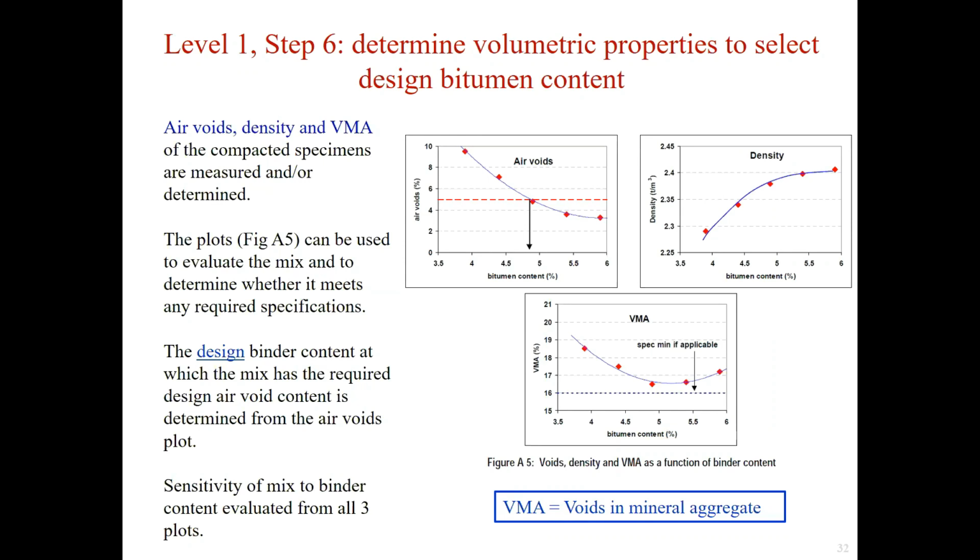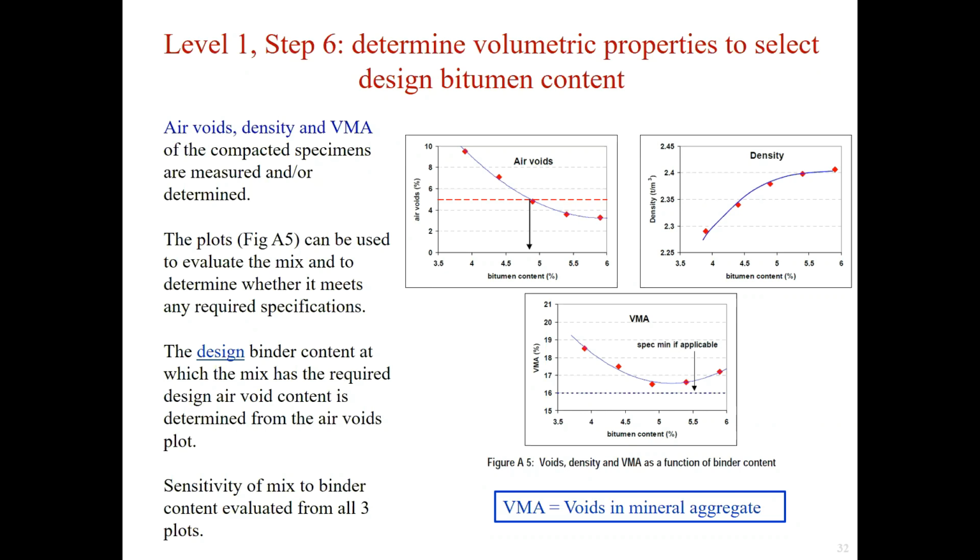After we conducted tests on the samples of 5 different bitumen content, we are able to get the relationship plot of this air voids density and VMA, or voids in mineral aggregate of the compacted samples and bitumen content. They could be used to evaluate whether the mix meets any required specifications. If the mix has the required air void content, then the binder content could be determined from the plot.